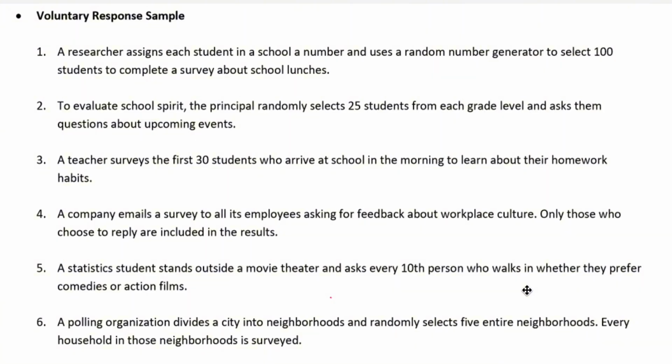Six, a polling organization divides a city into neighborhoods and randomly selects 5 entire neighborhoods. Every household in those neighborhoods is surveyed. This will be a cluster sample because the organization divides a city into neighborhoods, which means each cluster has similar characteristics, so it doesn't matter which one you pick, and in this case, it randomly selects 5.